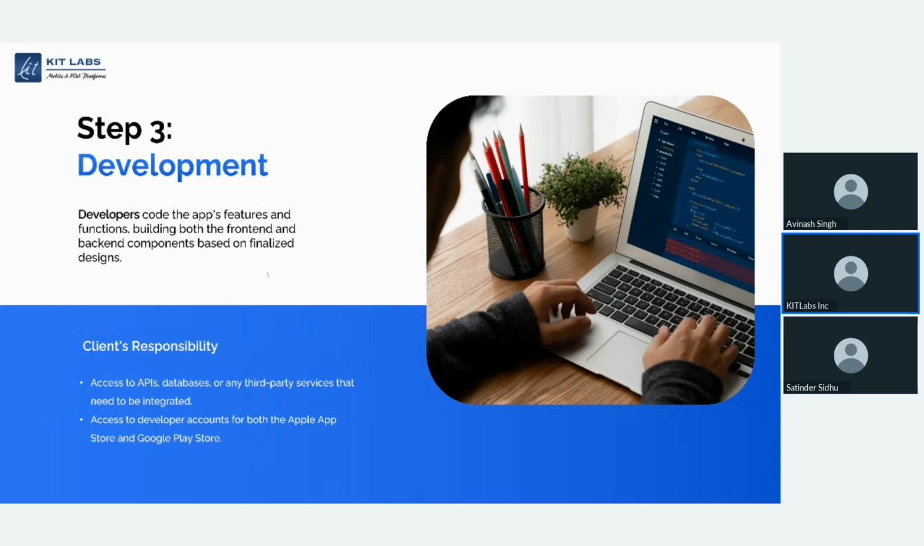Now the third step is the main development step. Here the developers start the coding of your mobile app. Again, you have to provide any third party integration, or any API access you have, to the team, and the team will continue working on the development part.